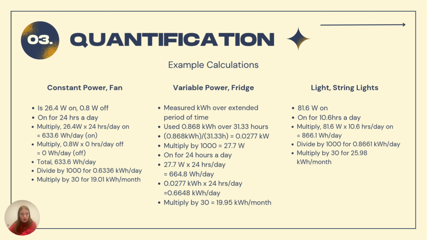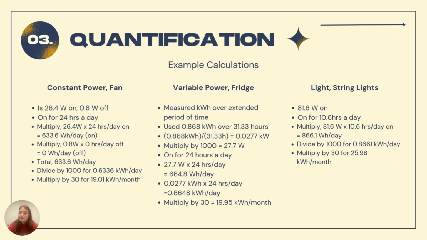For my variable power, I did my fridge, which was a measured kilowatt value over an extended period of time. So it ended up being 0.868 kilowatts over 31.33 hours. I divided these values, kilowatts divided by hours, which got me 0.0277 kilowatts, which multiplying by 24 gets you 0.6648 kilowatt hours per day.